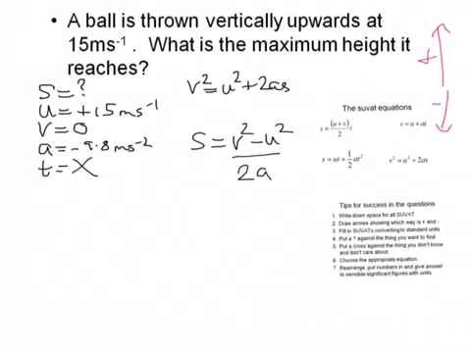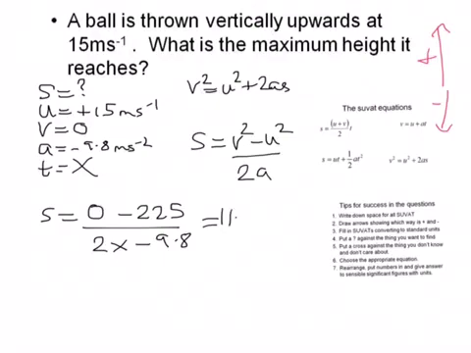And then we need to put in the numbers, which will give us s equals v squared, which is 0, minus 15 squared, which is 225, divided by 2 times the acceleration, which was minus 9.8, which gives us 11.479, and so on. But we need our last sensible step, which is we need sensible significant figures, so I'll make that 11.5, and then we need a unit, which gives us 11.5 meters.